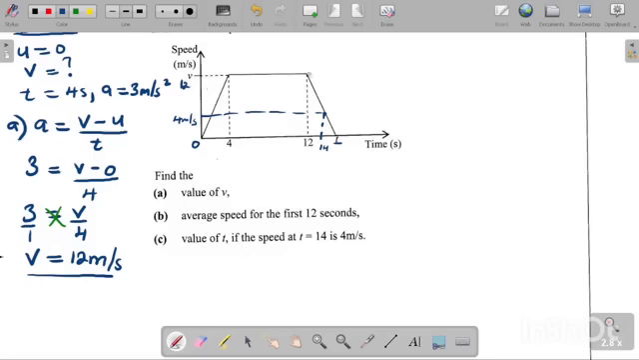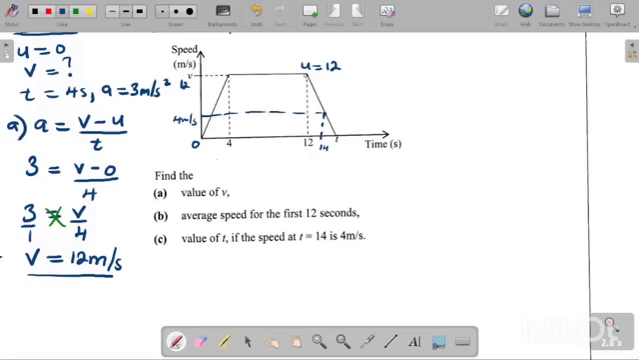Meaning when the car goes in the opposite direction like this, the car will be decelerating, and this value, 12, now becomes the initial velocity. For us to find the value of t, first of all we need to find the deceleration along this line.